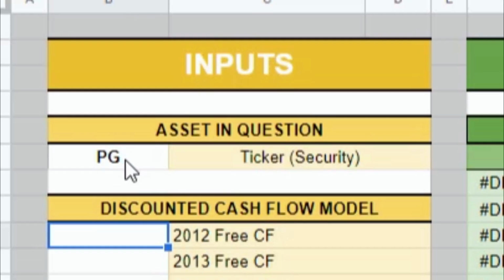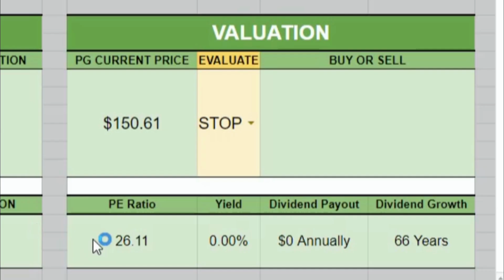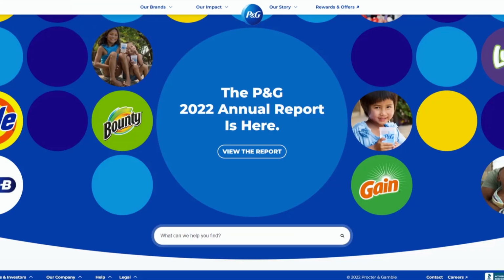Today we are going to be looking at Procter & Gamble, or PG. PG currently has a PE ratio of 26.11 and they have a dividend growth of 66 years in a row. So what is Procter & Gamble? Just a real quick snapshot of what they do.